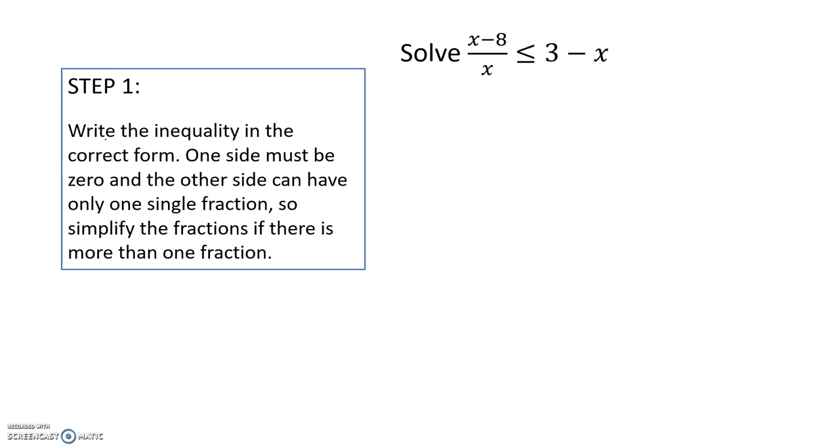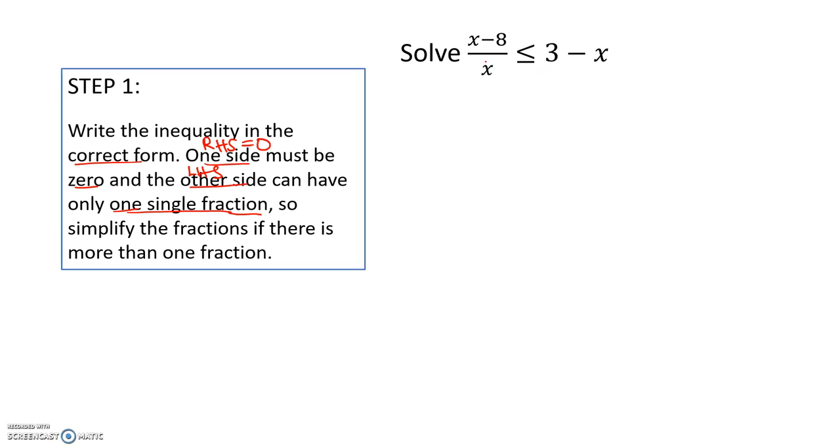So the first step is we have to write the inequality in the correct form. What we mean by this correct form is that one side of it must be 0, and the other side can only have one single fraction. Normally for me, this one side is my right hand side. So my right hand side must be equal to 0, and the other side, which is the left hand side, can only have one single fraction. That means if I have lots of fractions, I need to simplify them.